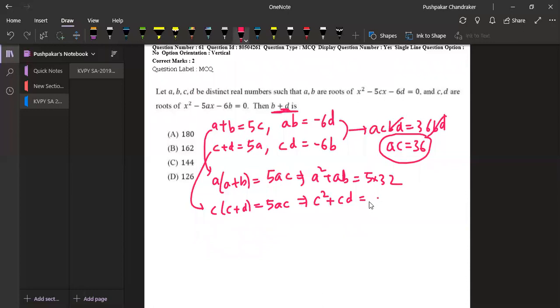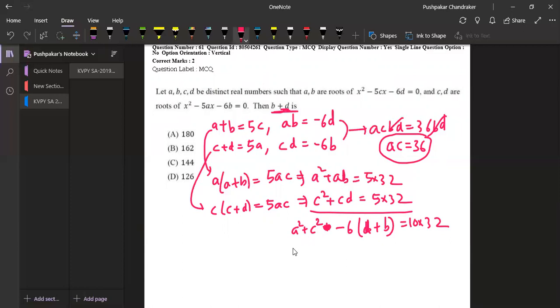In the same way here, C square plus CD, we get it as 5 times 32 again. So if you add both, you get A square plus C square plus AB plus CD. The AB value we know, AB is minus 6D, so right here minus 6D. Minus 6 you can take common, and CD is minus 6B, so it becomes D plus B here, equals 10 times 32. This plus can be removed, it will be minus 10 actually.